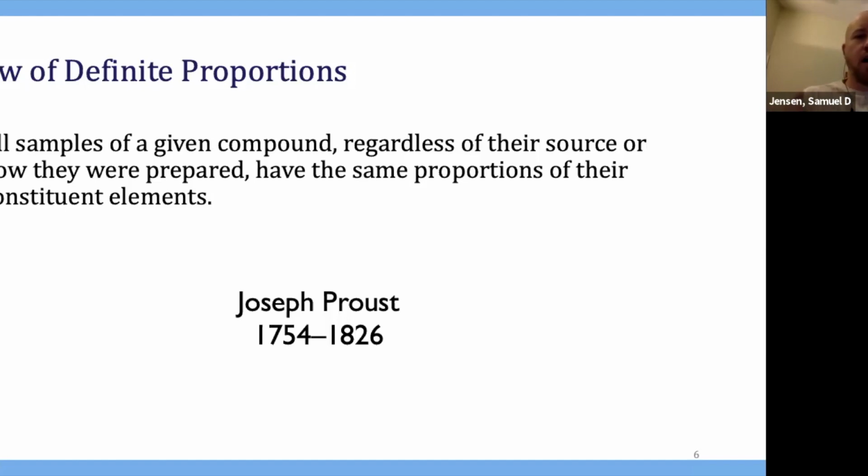Joseph Proust looked at the law of definite proportions. This took it a step further to look at a molecule where, if we look at water, it always has the same composition. If we change the composition, we change what it is. So H2O2 is not water. Hydrogen peroxide is an entirely different molecule.